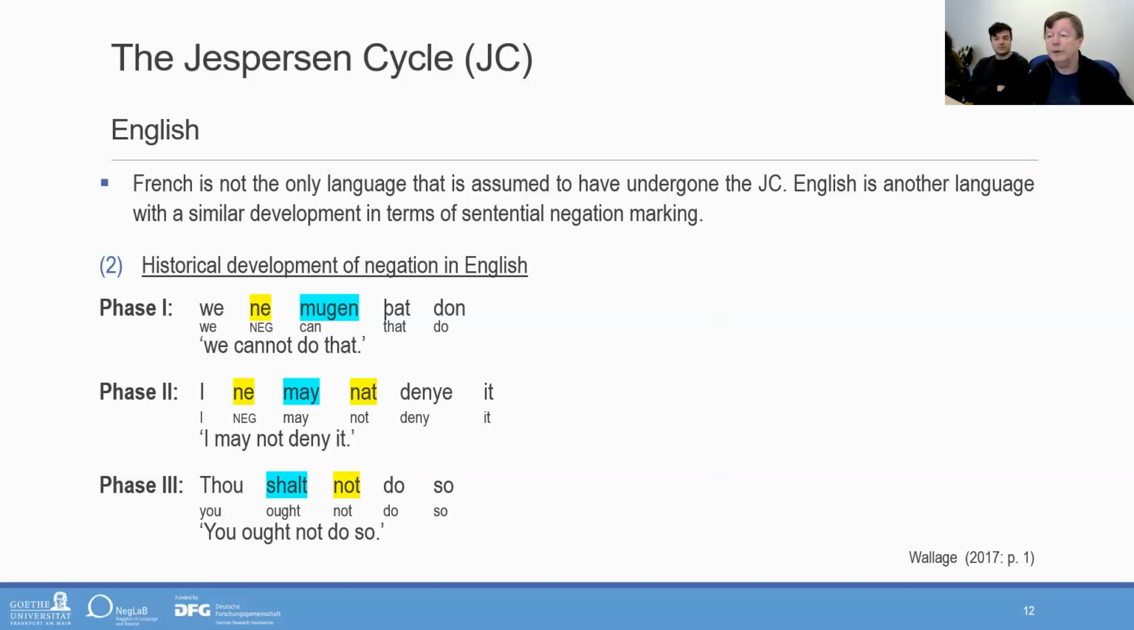Another example is English, where we have originally a pre-verbal negator ne, which in phase 2 is strengthened by the addition of not, and this not is then felt to be the negation proper, and the original negation has disappeared.